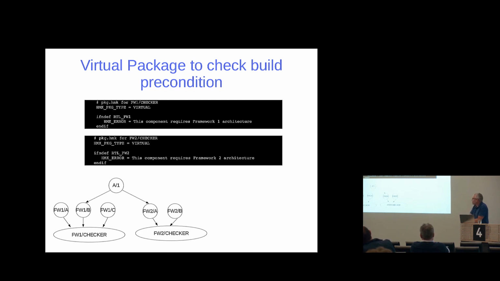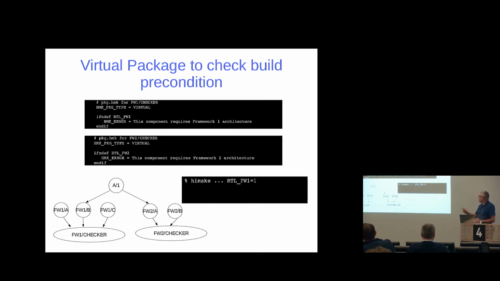And then if someone in package A1 sets up a dependency to one from framework 1 and one from framework 2 and tries to build where he has specified, I'm going to use framework 1, that will then issue this error: this component requires framework 2 architecture. I admit it could have been more precise. It could have said that framework 2A requires framework 2 architecture, but it's good enough.